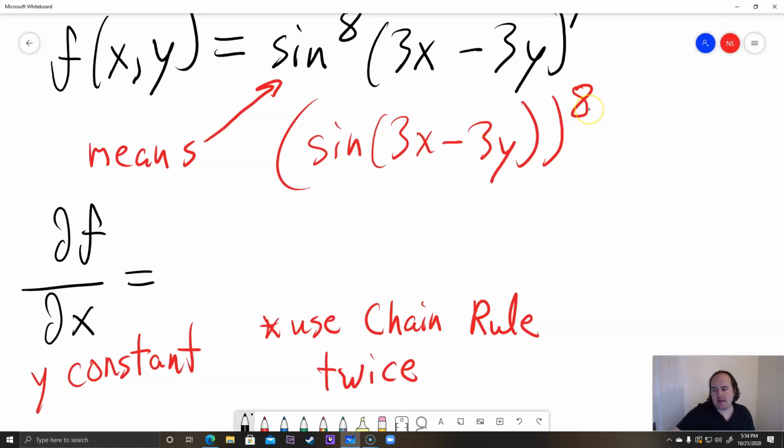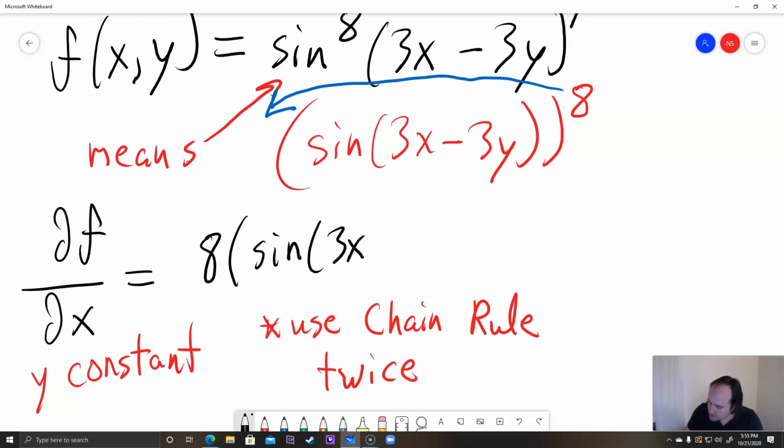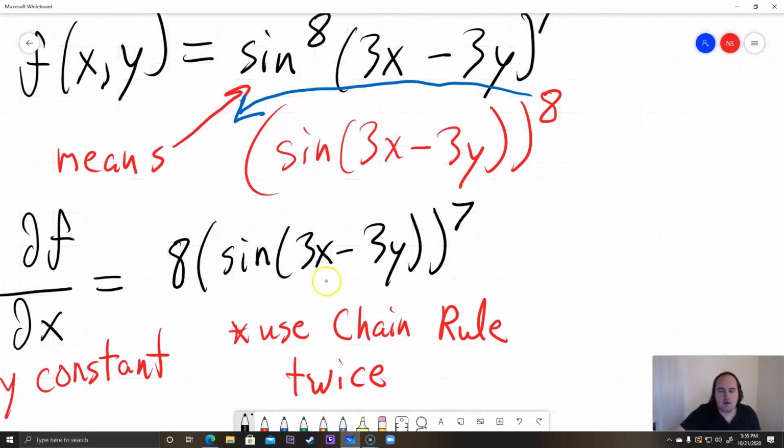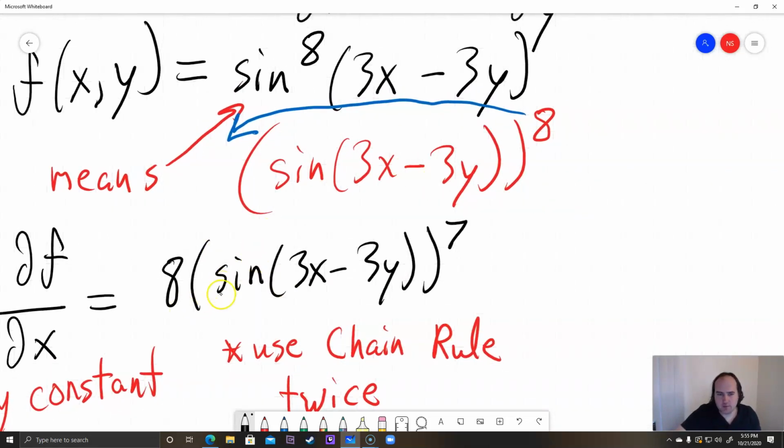Here the outermost function is the 8th power. So we first take the derivative of the 8th power, which means we bring the 8 out front and decrease the exponent by 1. So we're going to have 8 times the quantity sine of 3x minus 3y, quantity to the 7th power. All I did there was take the derivative of the outermost function and leave the inner functions alone. Now I'll work on the middle function, which is sine. We know that the derivative of sine is positive cosine. So now we're going to have positive cosine of 3x minus 3y.